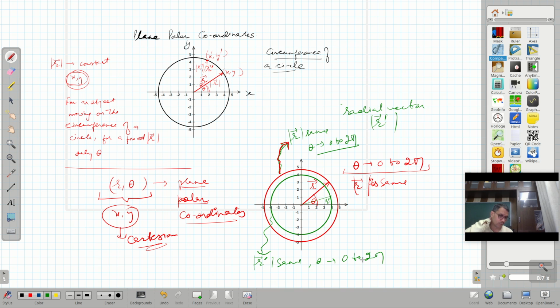So what is going on? For a particular r, only theta is changing and the rest of the things remain the same. So that means our two variable problem reduces to a one variable problem for a particular r.